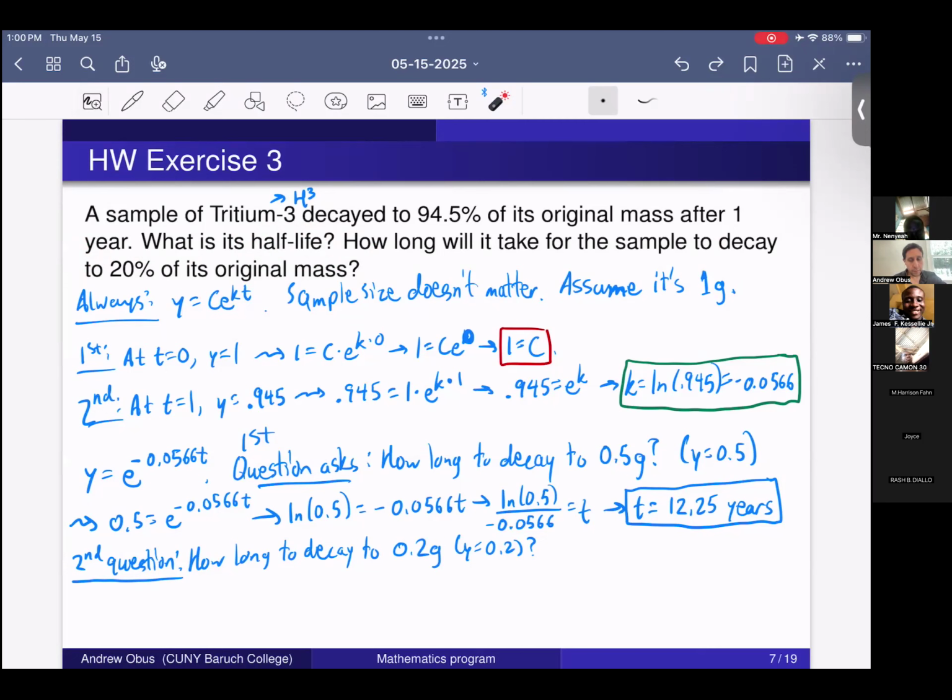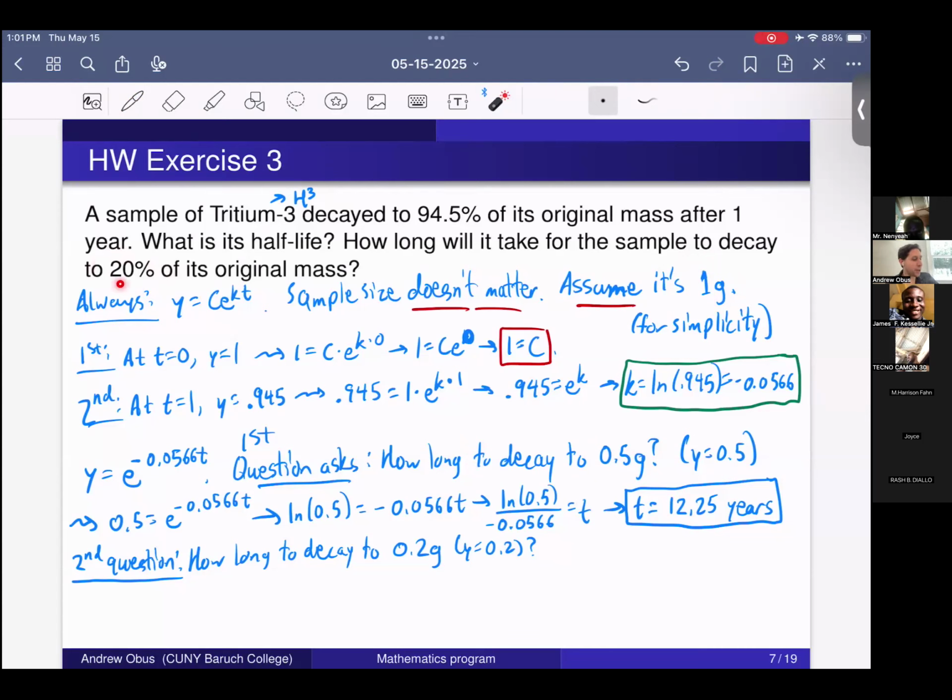So the mass is, we just assume the mass, right? Exactly. Yes. That's what I mean when I say the sample size doesn't matter, so you may as well assume it's 1 gram, just for simplicity. Well, this is what we want to know, the half-life. If we start with 1 gram, we want to know how long it takes to become 0.5 grams. That's the half-life.